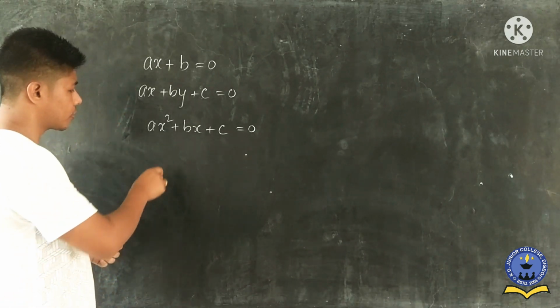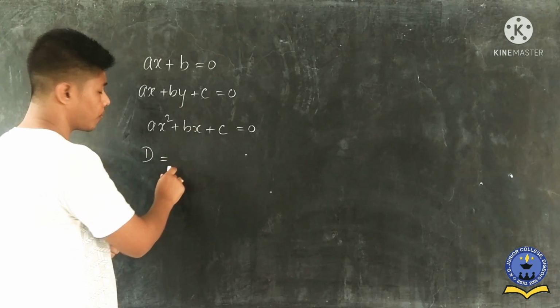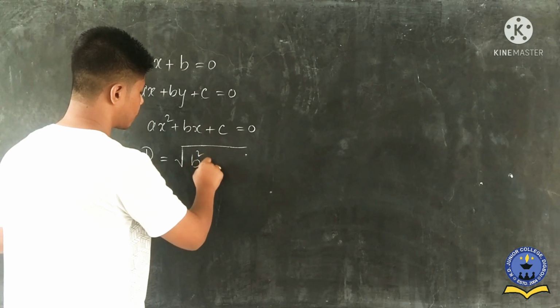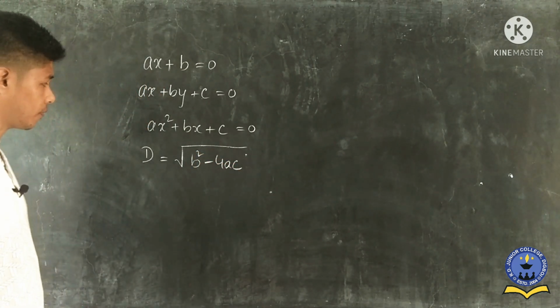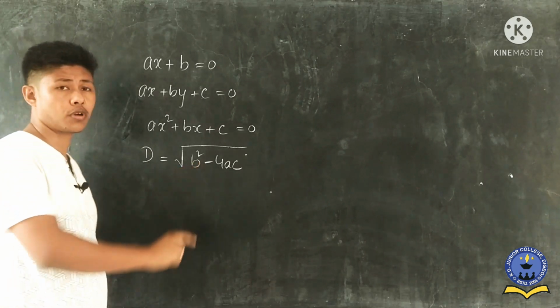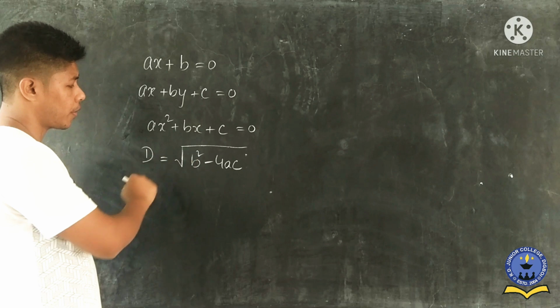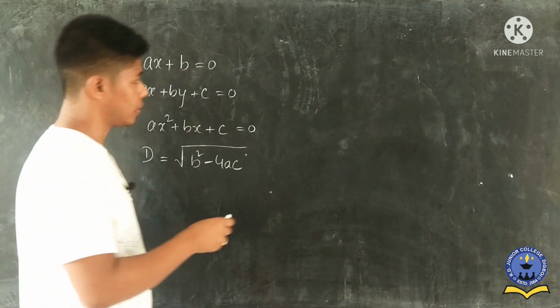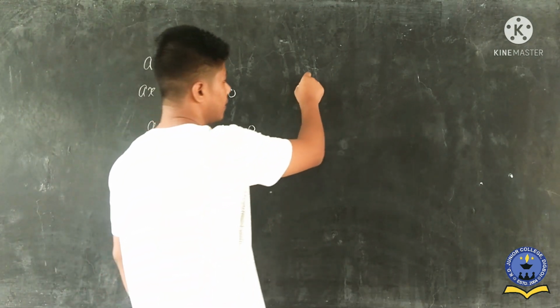Generally the discriminant is denoted by D, and the formula we already know: D = b² − 4ac. When we evaluate b² − 4ac, we get some conditions, known as the nature of roots, which we discussed in class 10.